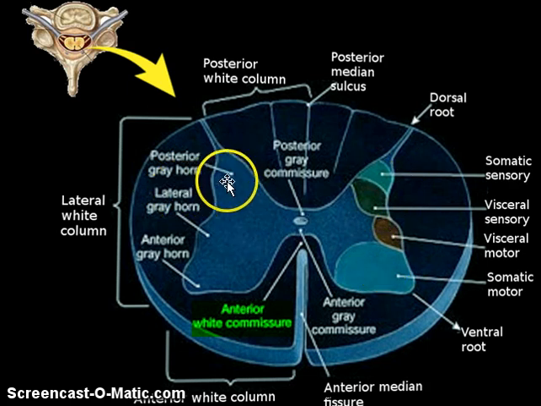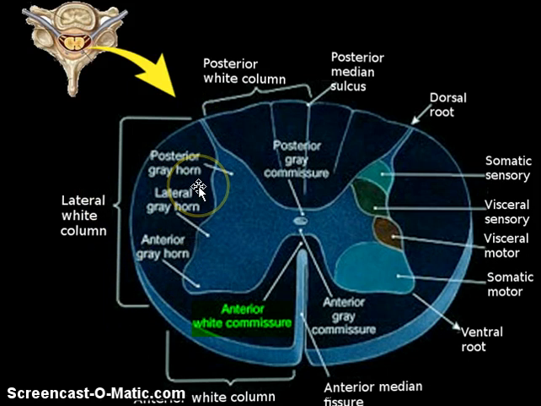See, they are divided into three parts, known as the horns. This one is the posterior gray horn. This one is the anterior gray horn. And in between the posterior gray horn and the anterior gray horn, there is the lateral gray horn. This entire area is known as the lateral white column. It is arranged in the form of columns. So this entirely is known as the lateral white column.